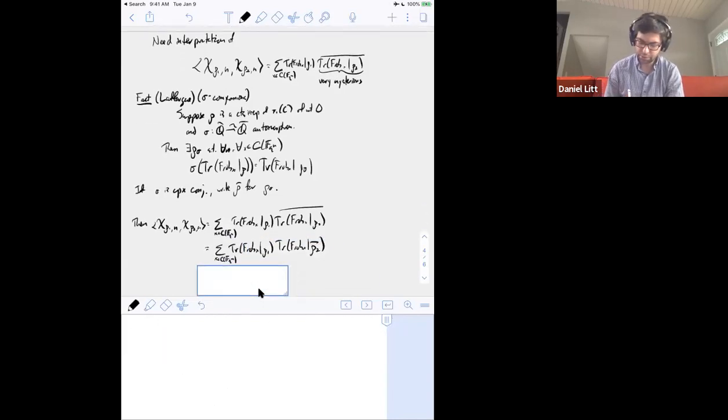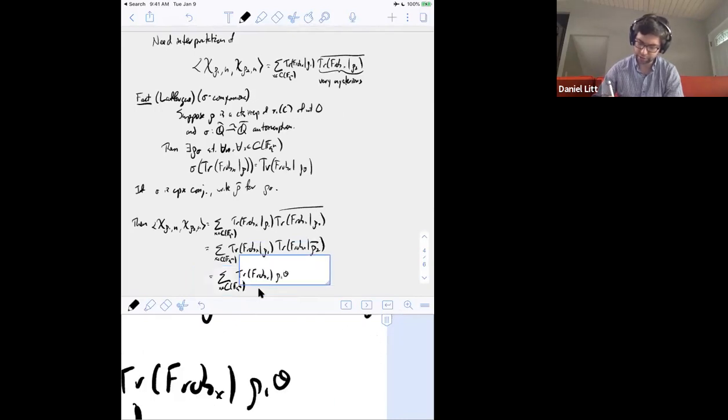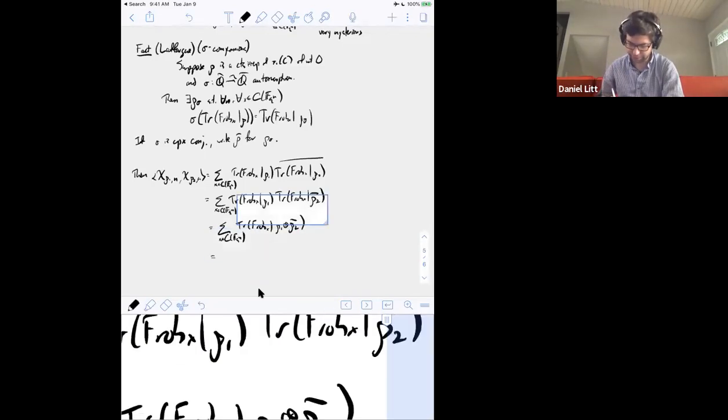Well, what's a product of traces? It's the trace of the tensor product. So that's the same as the sum over the points in F_q^n of the trace of Frobenius acting on rho 1 tensor rho 2 bar. Now I'm going to do one more simplification. If you see a sum of traces over fixed points, so F_q^n, these should be Frob to the n's everywhere.